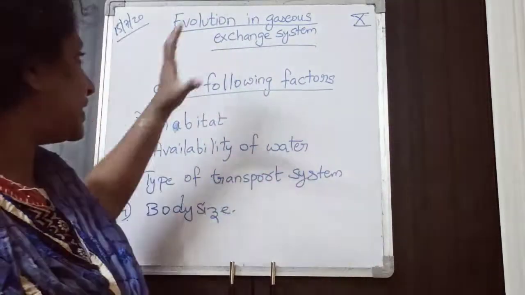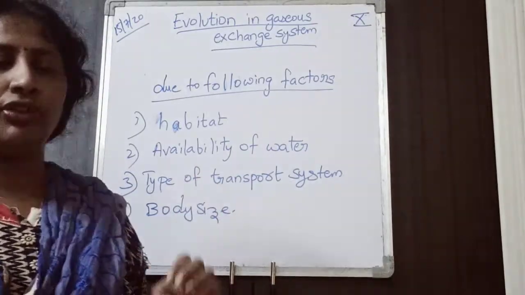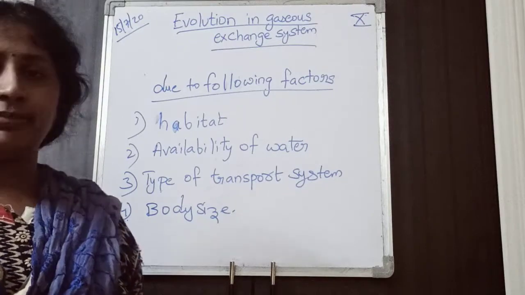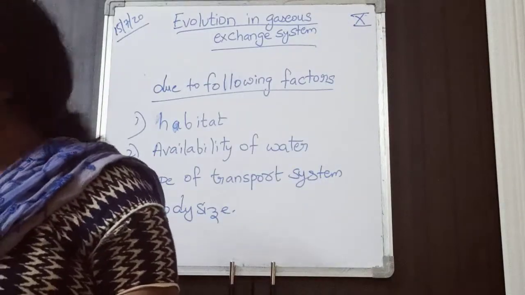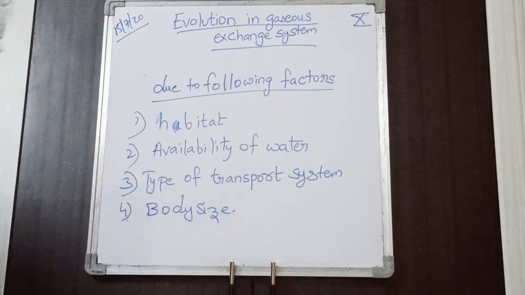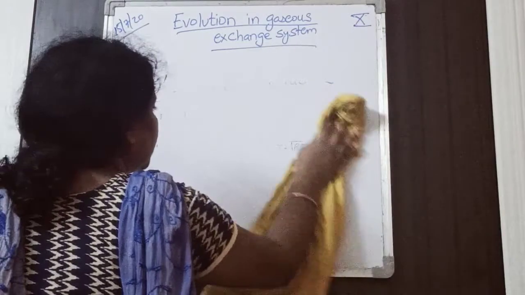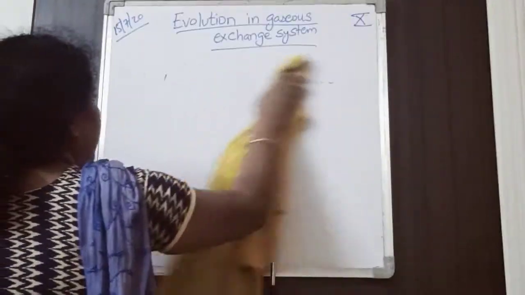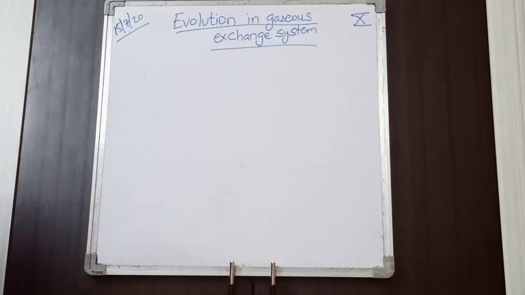Clear? So these are the factors for the development or evolution of the respiratory system, or evolution of the gas exchange system. Clear? Now I will explain what the respiratory organs are in different organisms. What are the respiratory organs in different organisms?